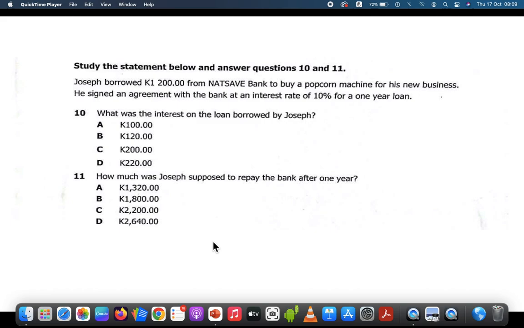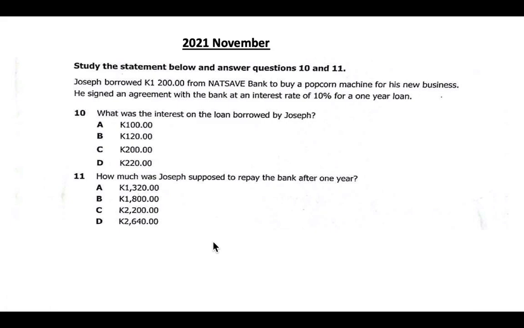2021. We have our 2021 paper, which was written in November. The question went on to state, study the statements below and answer questions 10 to 11. Joseph borrowed 1,000 from Natsave Bank to buy a popcorn machine for his new business. He signed an agreement with the bank at an interest rate of 10% for a 1 year loan. The first question: what was the interest on the loan borrowed by Joseph?